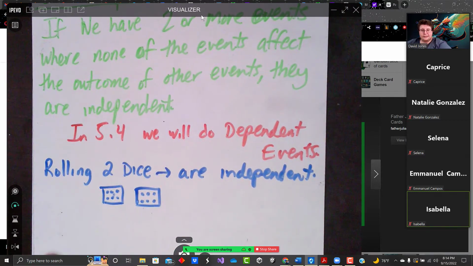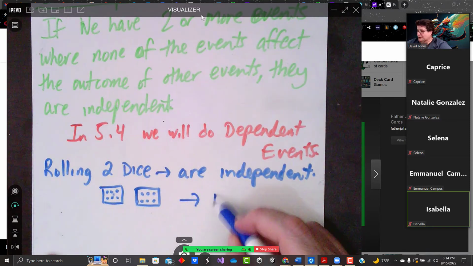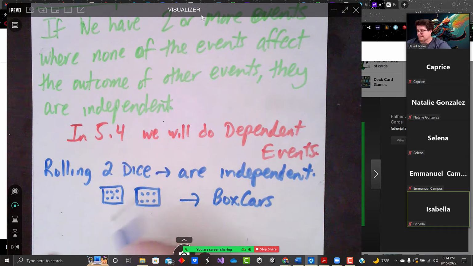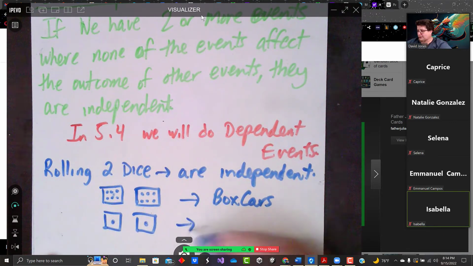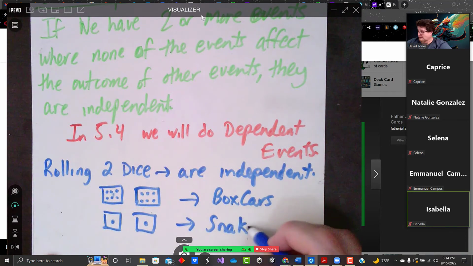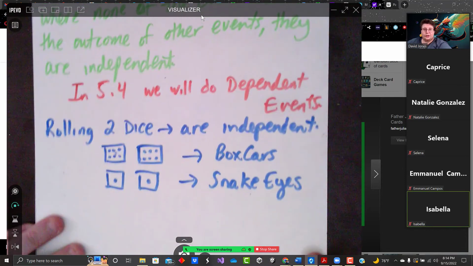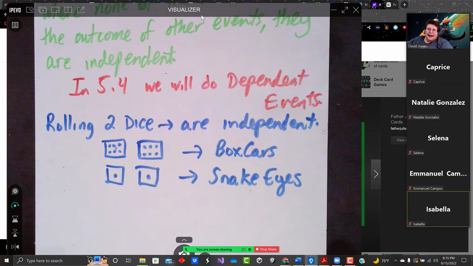If I get 2 6s, these are frequently called boxcars because these look like train wheels. Other fun fact for you, 2 1s are called snake eyes. There's some fun fact on that day. We've already got too much going on.